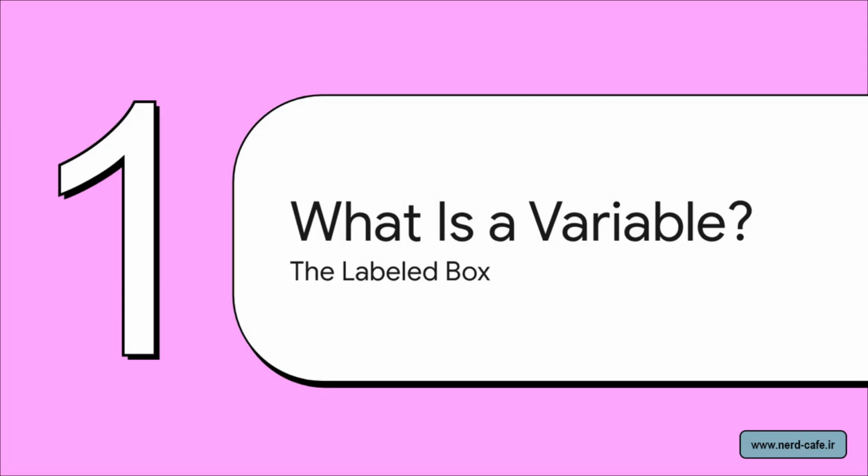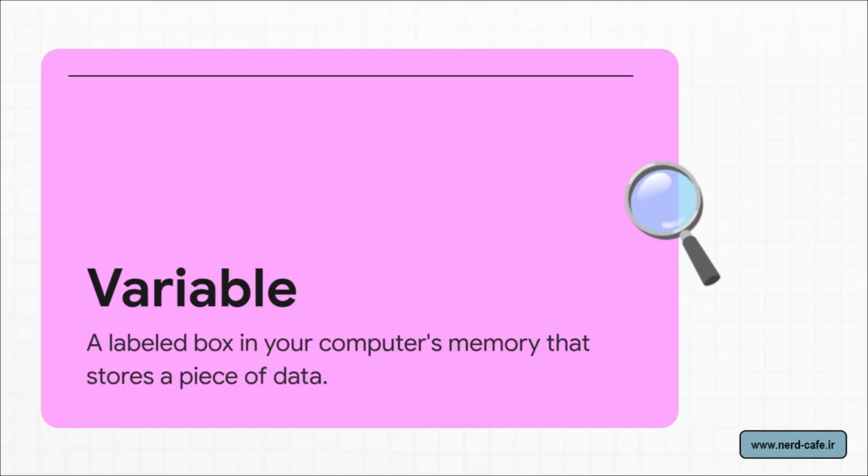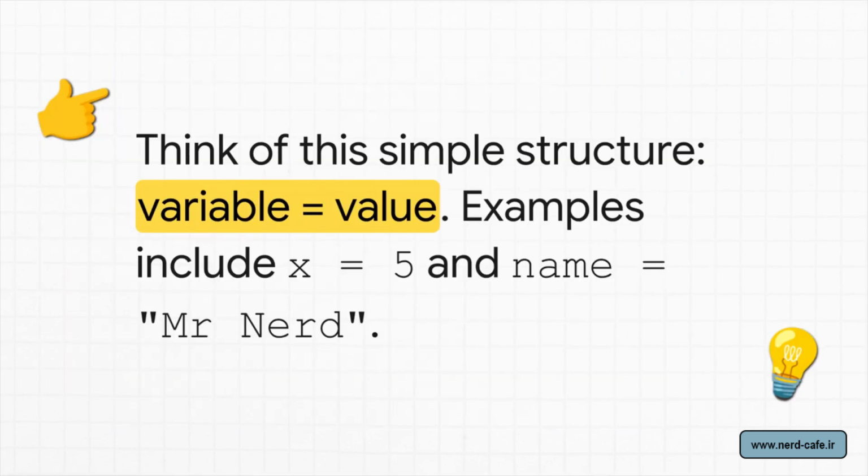Okay, so let's dive right in and figure out what that labeled box really is in the world of code. Yep, that's it. A variable is just a container for information, and in machine learning, these containers are essential. They hold your input data, the settings for your model, like a learning rate, and even the results it spits out, like accuracy scores. And at its core, it's this super simple structure. A name equals a value.